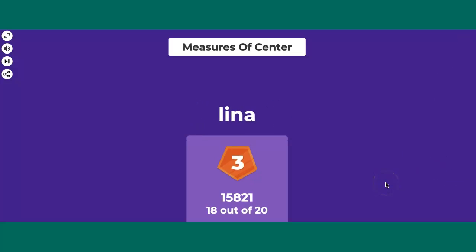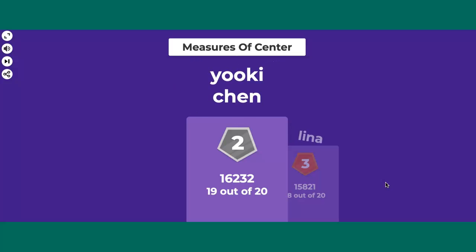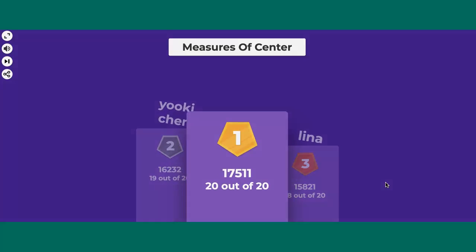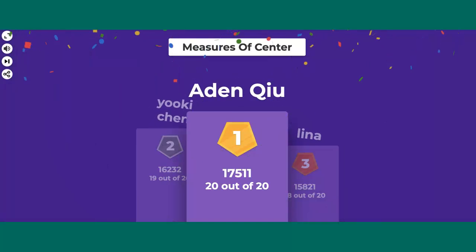So, measures of center podium. The third goes to Lina. Second goes to Yuki, and of course, the first goes to Aiden.